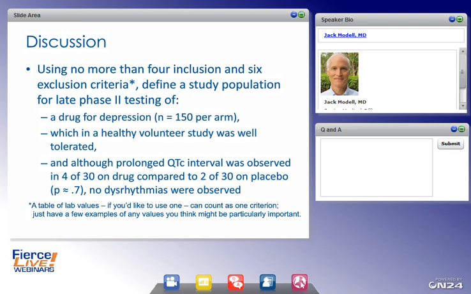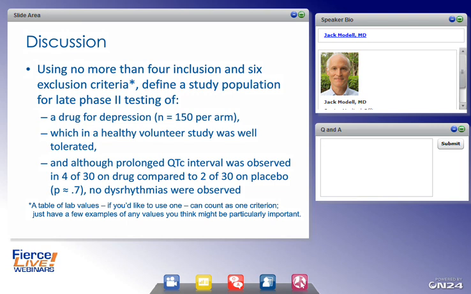So let's say we're testing a drug for depression, call it 150 per arm. It's already been tested in a healthy volunteer study, no major problems. By the way, when you get information that says a drug is well tolerated, many of you know this already, the devil is in the details. Well tolerated can mean a lot of things. Please read carefully what that tolerability was, because sometimes well tolerated could mean no problems at all, and sometimes it could mean no serious problems, but there's a lot of room in between.